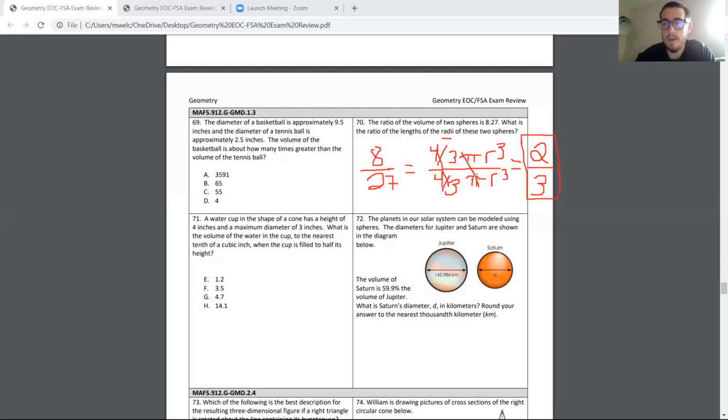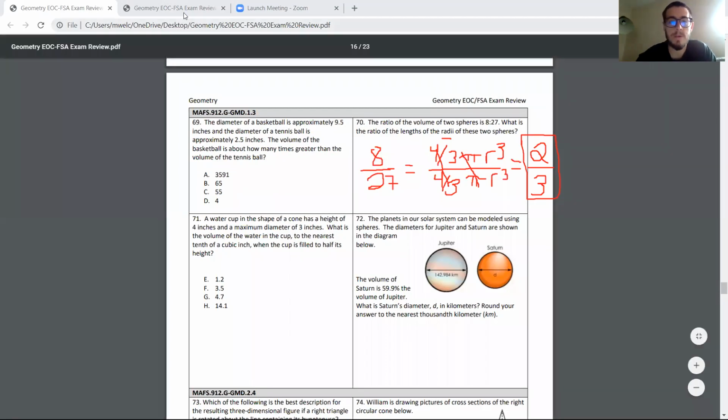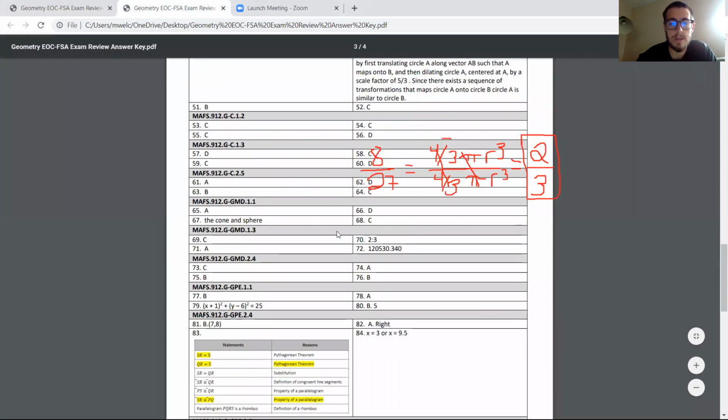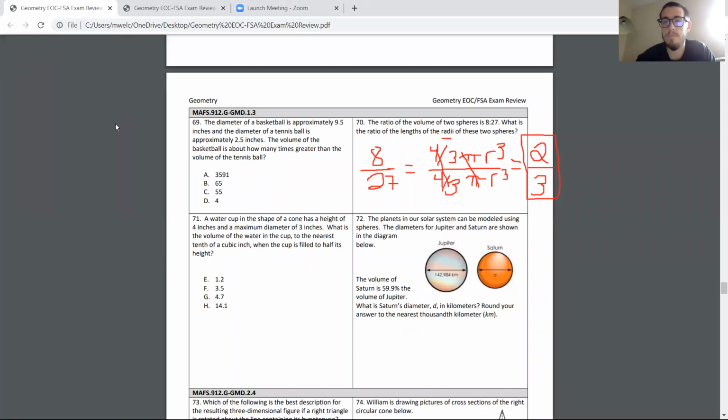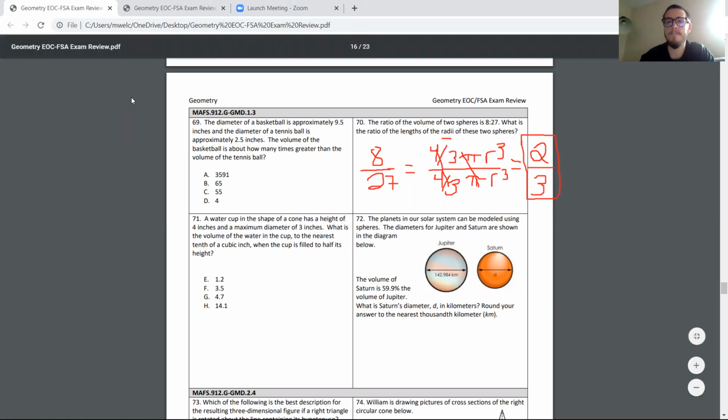So you cancel out everything that's not important. You get the radii of each one, and then you divide. And that was number 70. So again, number 70: 2:3, or 2/3, same concept. Pretty easy. So set up your formulas, divide, cancel anything out that doesn't match, and then just calculate the radii.